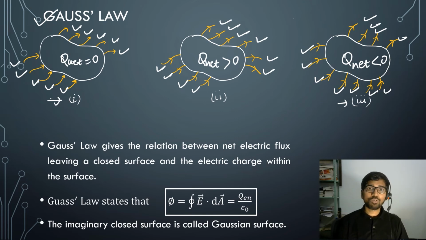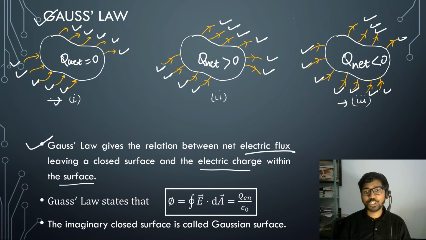So what we have learned, just by looking at the number of electric field lines, we can comment about whether that surface contains positive charge, negative charge, or no charge. This is what Gauss law is. Gauss law tells us the relationship between electric flux and the charge within that surface.